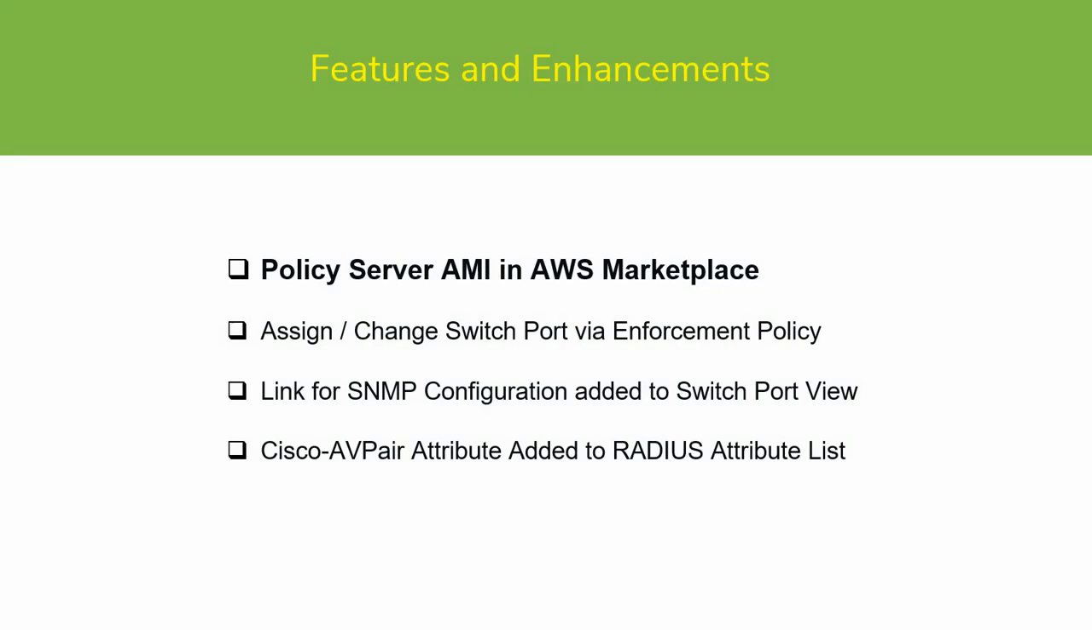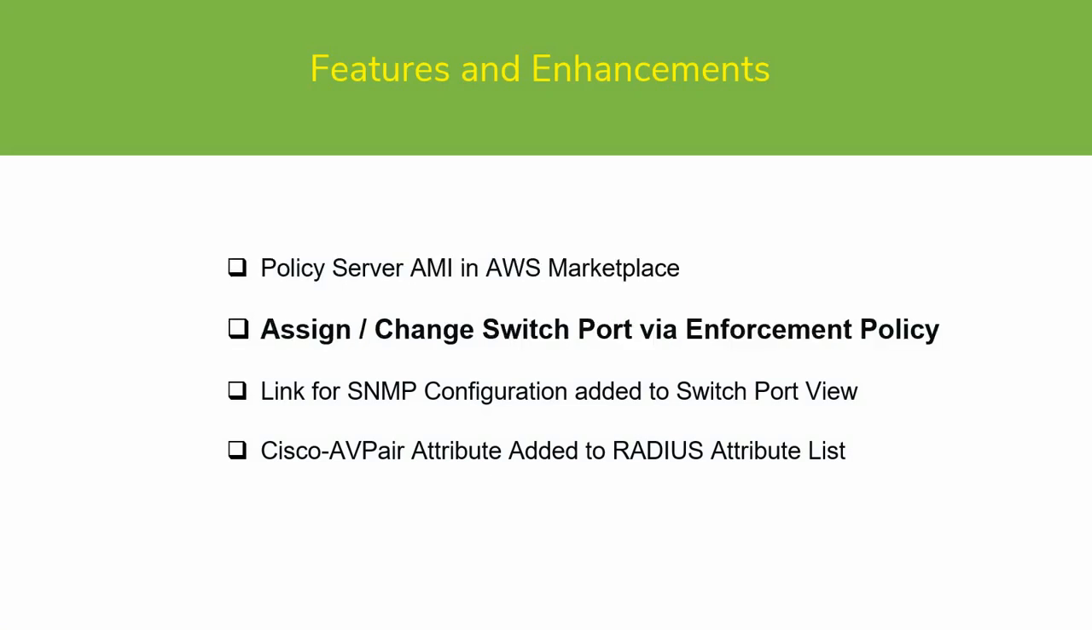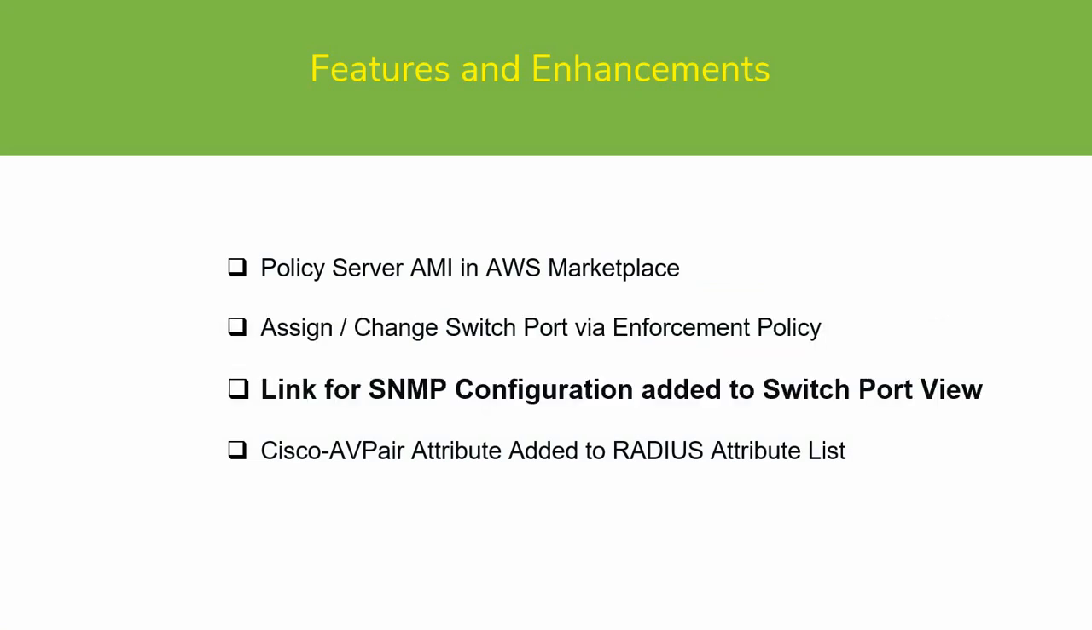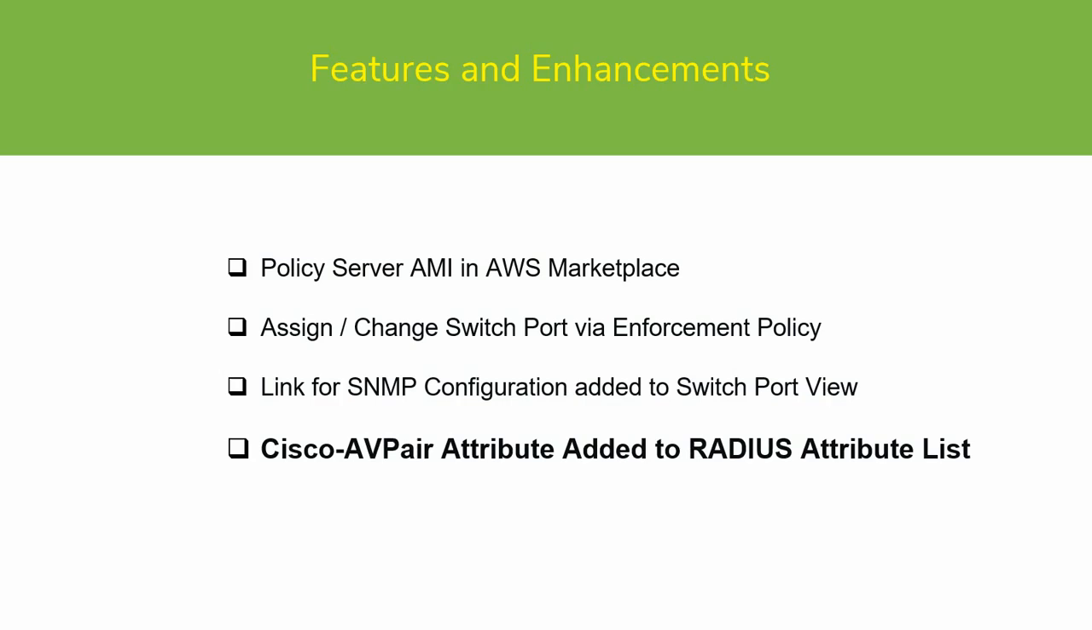Among the new features and enhancements to be covered is the Policy Server AMI that has been added to the AWS Marketplace, the ability to assign or change a switch port via enforcement policy. A link has been added for the SNMP configuration page to the switch port view in the UI, and the Cisco-AVPair attribute has been added to the default radius attribute list.